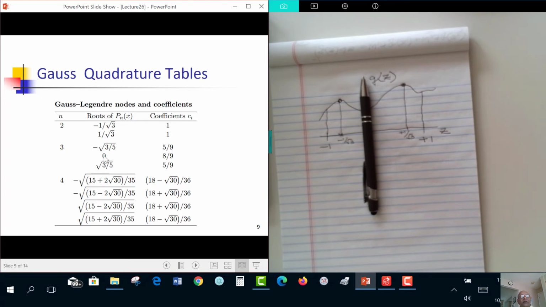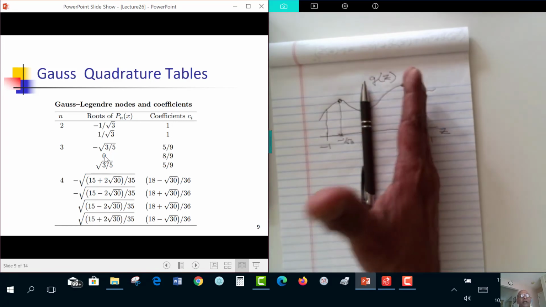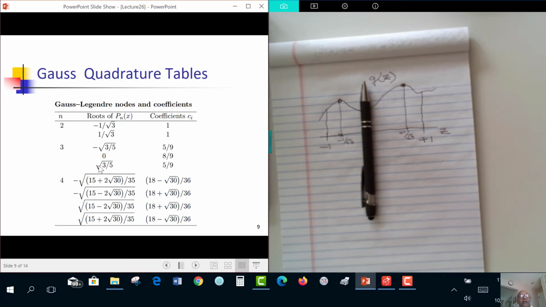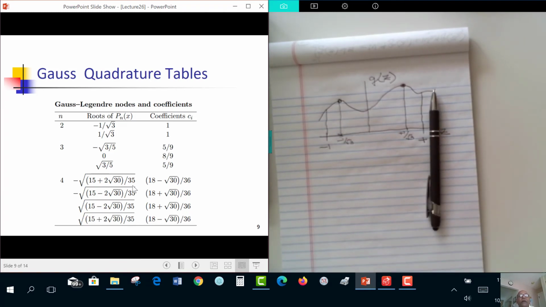When we have 3 points, the middle point is always 0, and then this time we have 1 point on either side. You can see plus and minus square root of 3 over 5. Okay. When we have 4 points, of course, we have 2 points to the left of 0 and 2 points to the right of 0. They are symmetrically located, and notice their weights match. The more we are to the interior, the larger the weight is. The more we are towards the extremities, -1 or +1, the weights are lower.